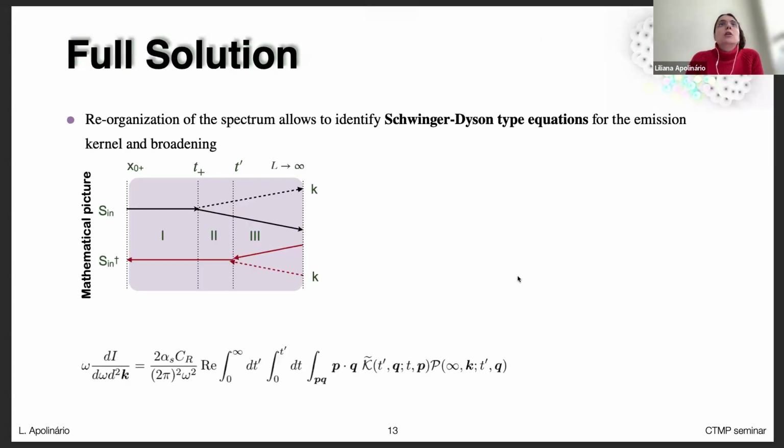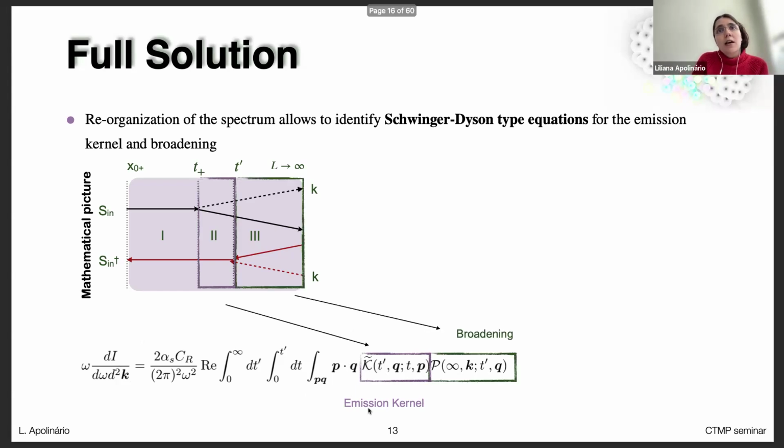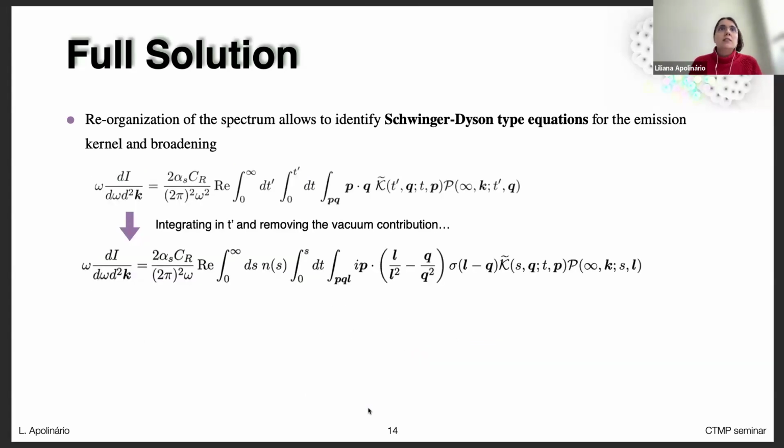In our case, let's go back again to the first expression, the analytical expression that we have from considering gluon radiation. And again, don't forget that this K here with the tilde is the emission kernel, the path integral, and the most challenging bit of this calculation. And then we have the broadening.